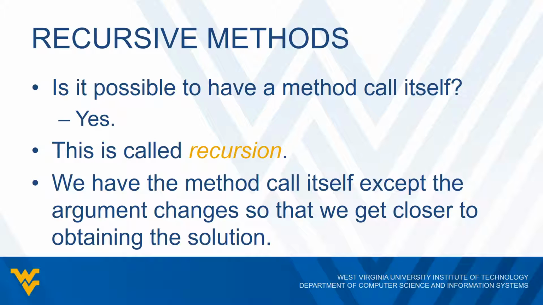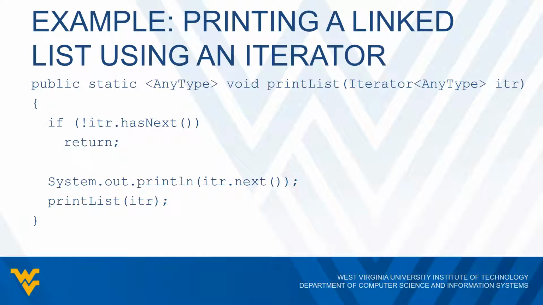The catch, though, is if we're not careful and we just keep calling the same method over and over again without any changes, we're going to get that stack overflow error because we're going to keep adding stuff onto the stack. The idea with recursion is that every time we make a method call to itself, we change the argument a little bit such that the problem we're trying to solve gets smaller and smaller, and eventually it's going to get easier to provide a solution to that problem.